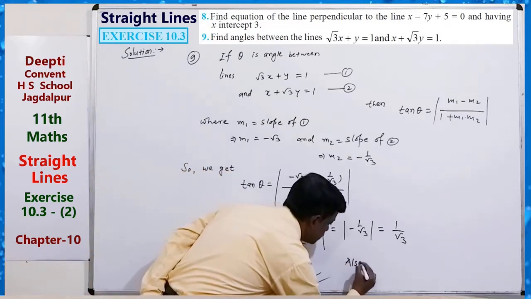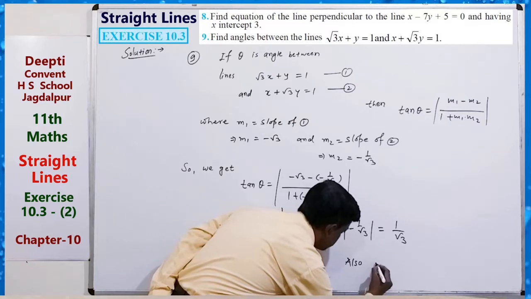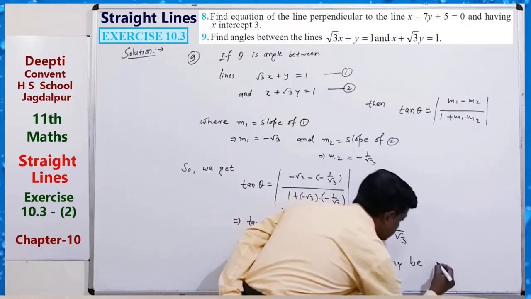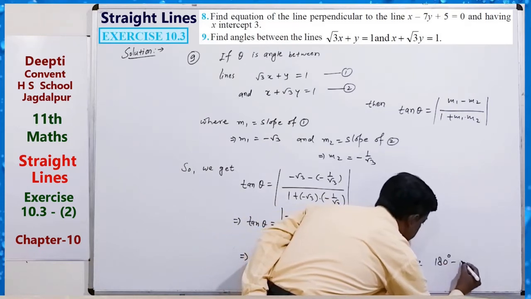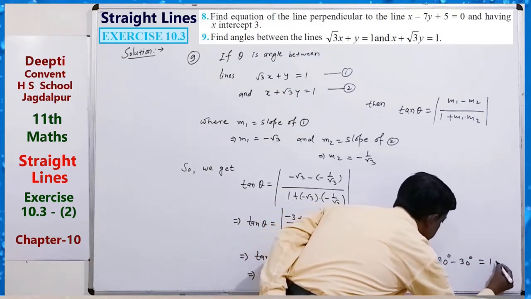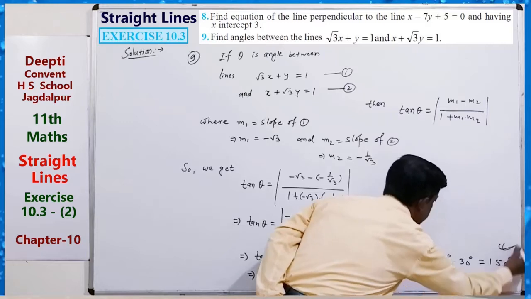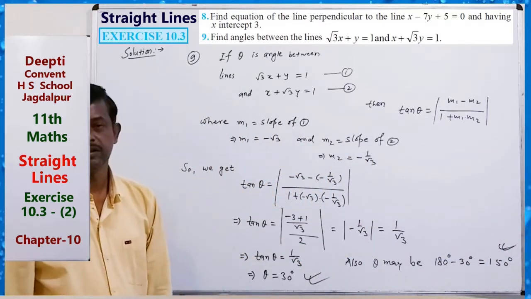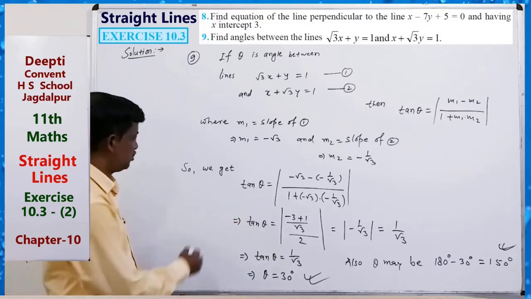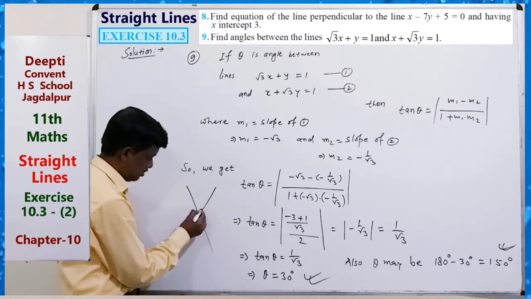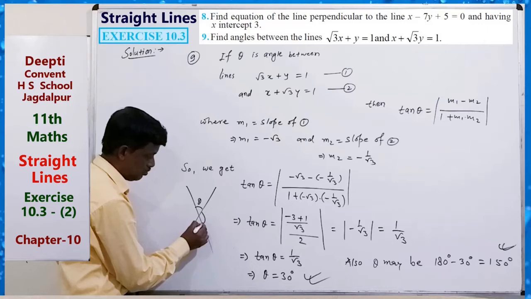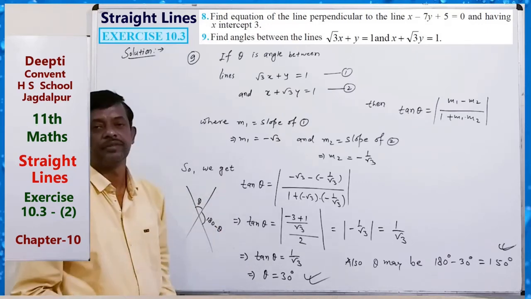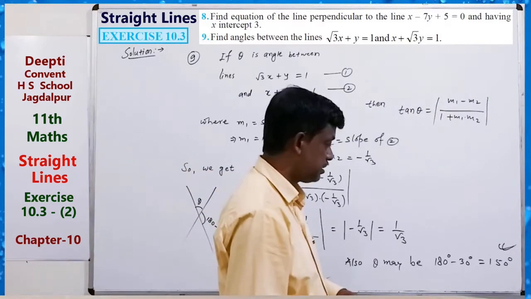Also, theta may be 180 degrees minus 30 degrees, which equals 150 degrees. This is the obtuse angle. Since the angle between two lines can be acute or obtuse, it is either theta or 180 minus theta. That's all. So this is question 9.